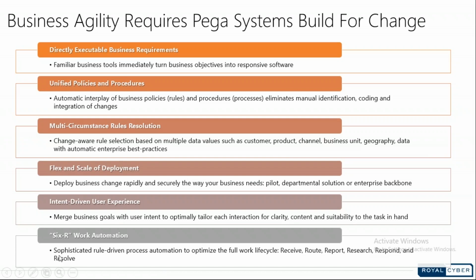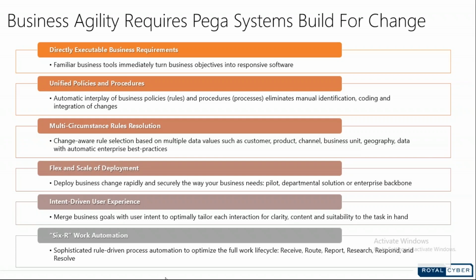In Pega, they call it the 6 R's. That is receive, how you receive your work, which should be automated. You might get your work from emails, phone calls, fax, or batch processes. Everything you can automate in Pega.